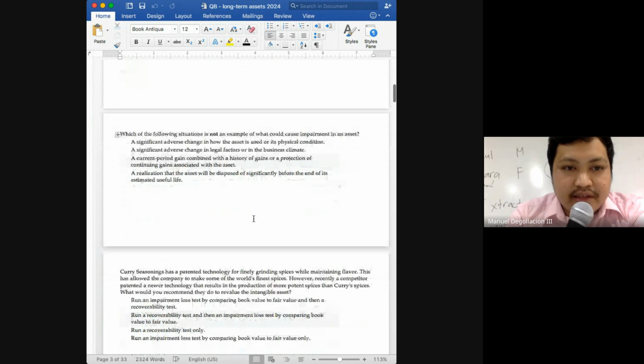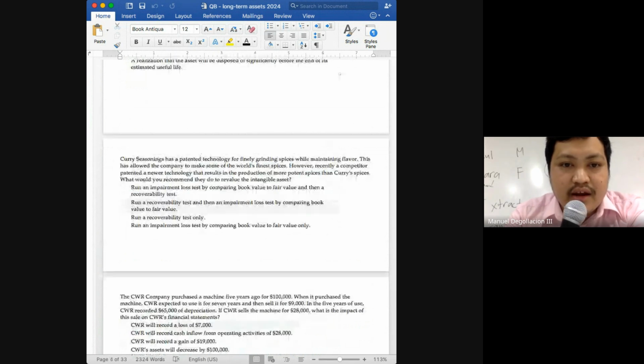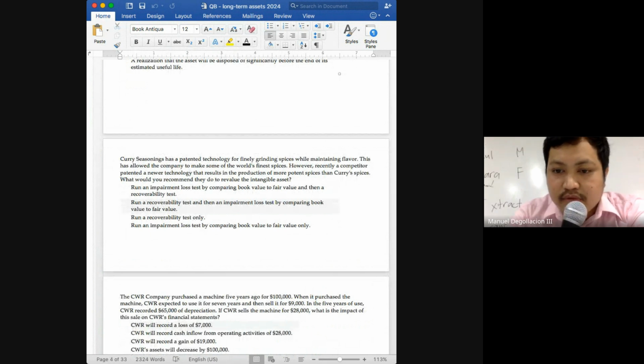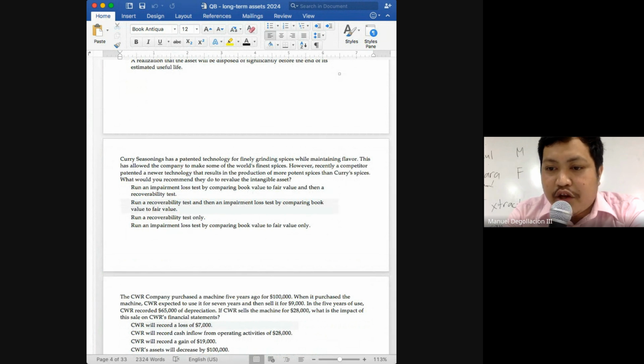Next, the company has a patented technology for finely grinding spices while maintaining flavor. This has allowed the company to make some of the world's finest spices. However, recently a competitor patented a newer technology that results in the production of more potent spices than the company's spices. What would you recommend they do to revalue the intangible asset?